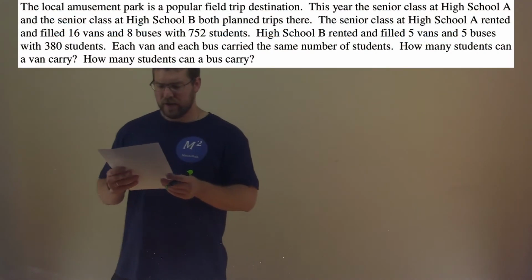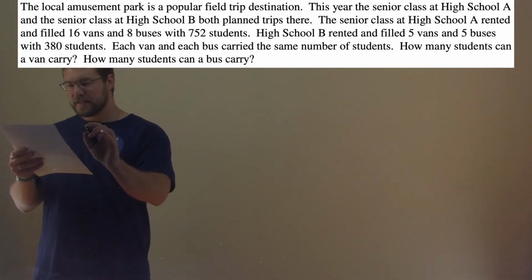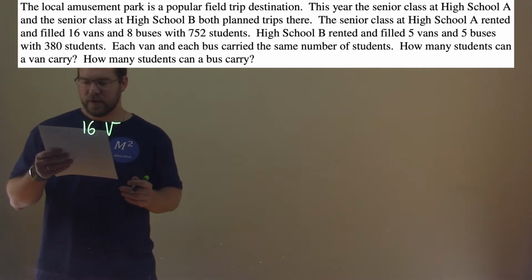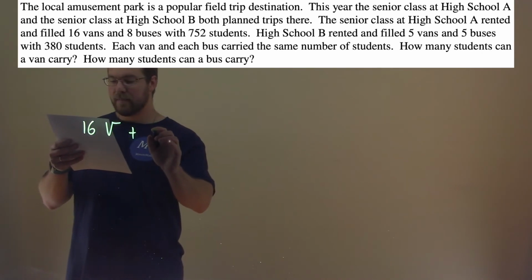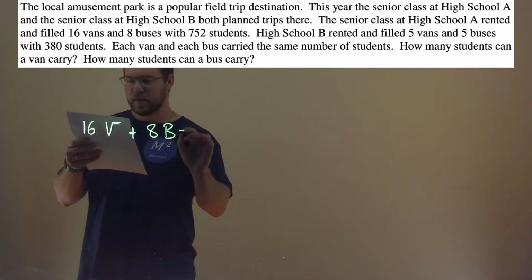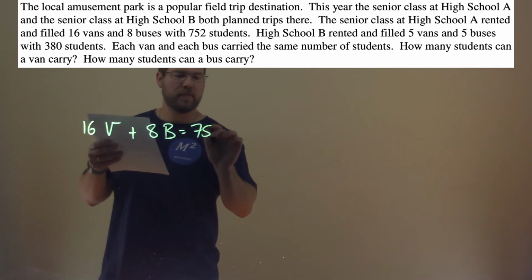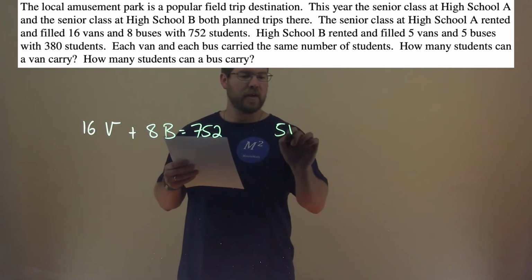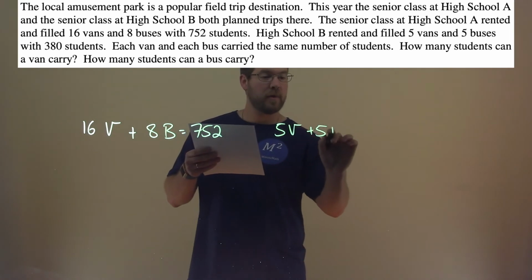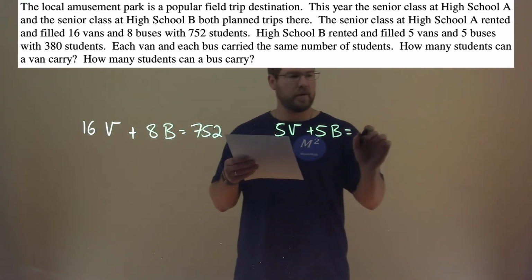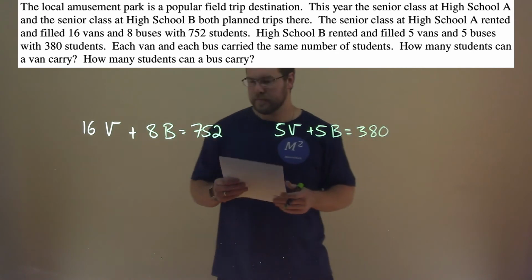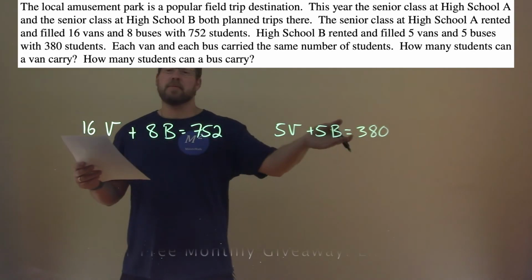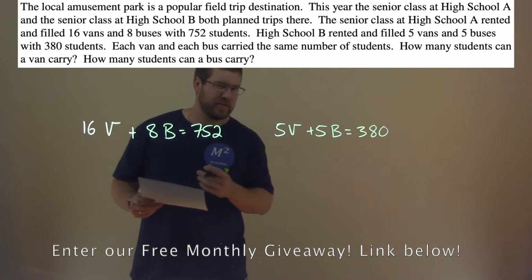So let's deal with High School A first. They say that they had 16 vans, so 16, and then V being the number in each van, plus they had 8 buses, so 8, and then variable B, had a total of 752 students. The second high school had 5 vans and 5 buses, a much smaller high school, and 380 students. Well, we now have a system of equations from a word problem that we can solve.